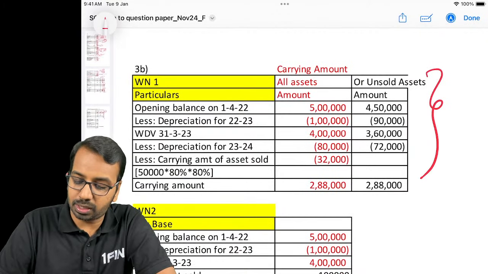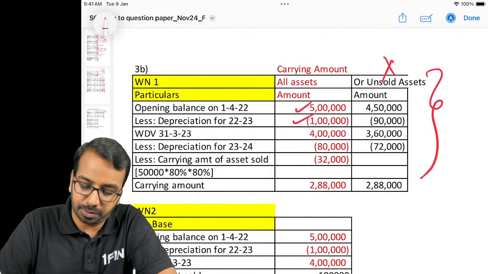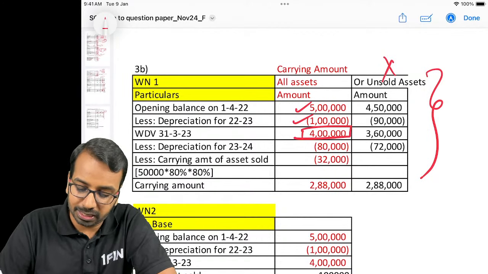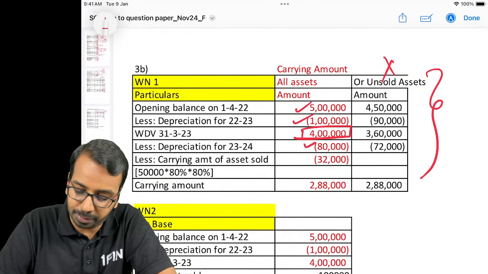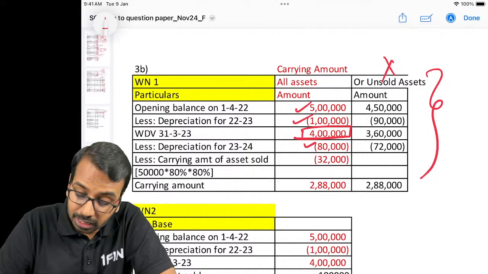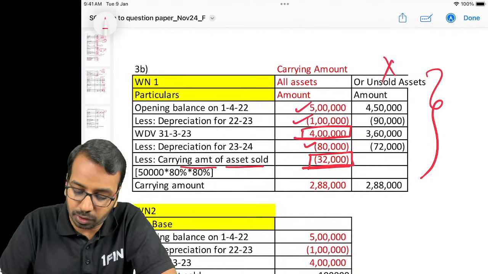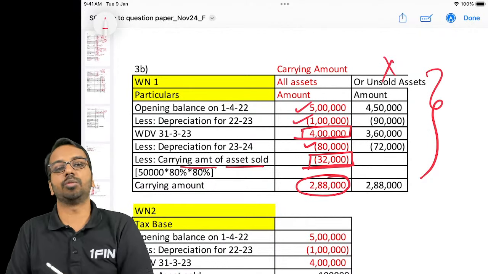this is just for a cross check. You don't need to do this part. Okay. Opening balance 5 lakhs, 20% depreciation, you get WDV of 4 lakhs. Then 80,000 of depreciation, that is the depreciation for the second year, and 32,000 of asset value that has been sold. Okay, so the carrying amount of the asset that is sold is 32,000. So the carrying amount finally left is 2,88,000.